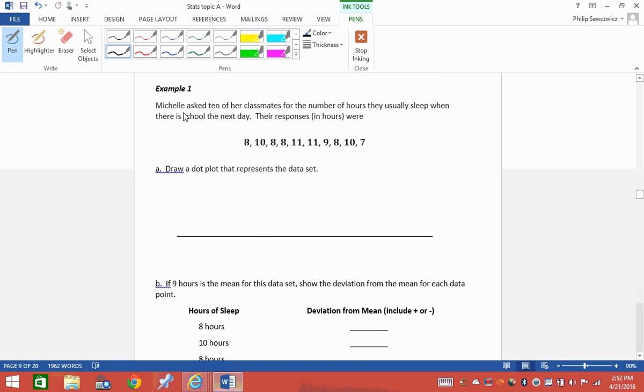All right, so let's see here. Michelle asked 10 of her classmates for the number of hours they usually sleep when there is school the next day. Here are the responses. So draw a dot plot. We're going to find our smallest number. It's an 8. The largest number is an 11. So we're just going to count by ones: 9, 10, and 11.